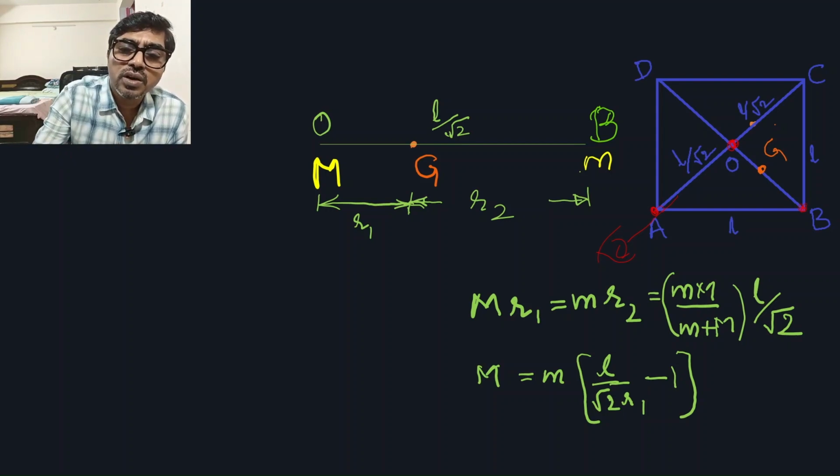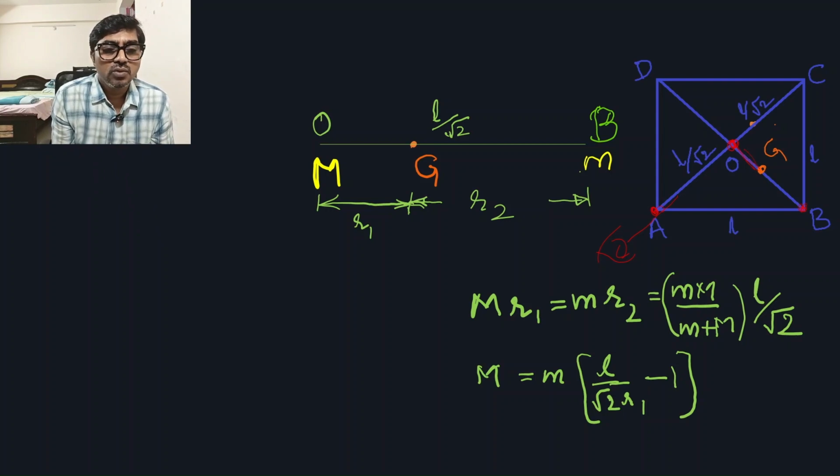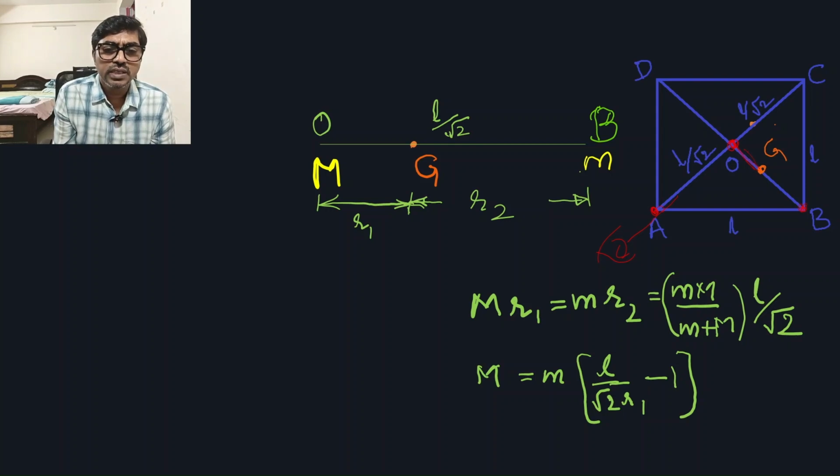So this is R1. I want to calculate that R1. So that is OG, which is R1. For that we have a simple idea. Whenever two point masses are there with certain separation, let's say D equal to R1 plus R2, the center of mass or center of gravity, which are used interchangeably here, divides the line joining them in the inverse ratio of masses. So M1 R1 equals M2 R2, and that is equal to the reduced mass times the separation between them.